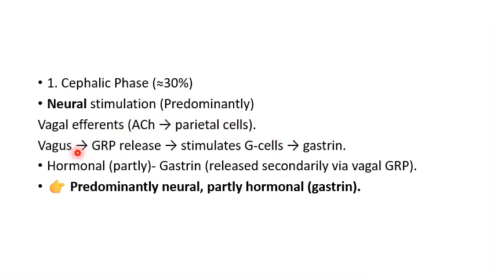Also, the vagal will release a peptide, gastrin releasing peptide, that stimulates the gastrin cells, that is G cells, to produce gastrin. So this gastrin in turn acts on the parietal cell and stimulates the HCl secretion. So the cephalic phase is predominantly neural and partly hormonal because of the gastrin release.